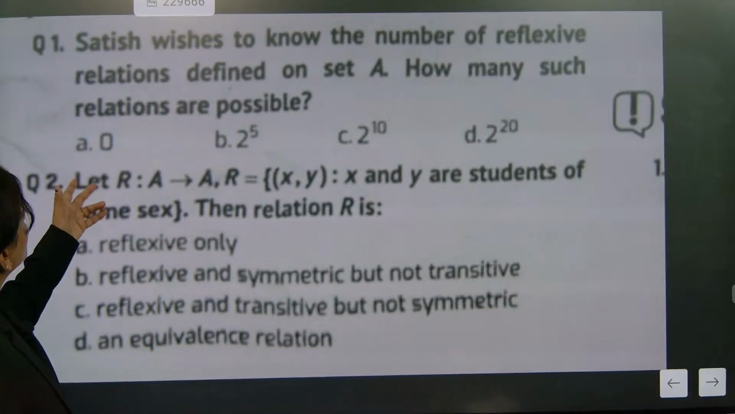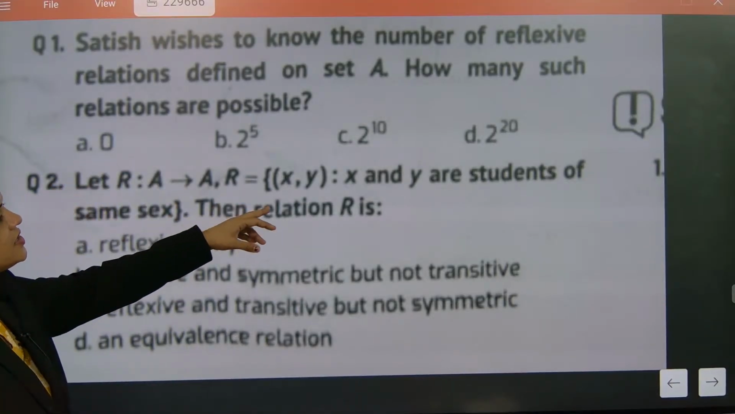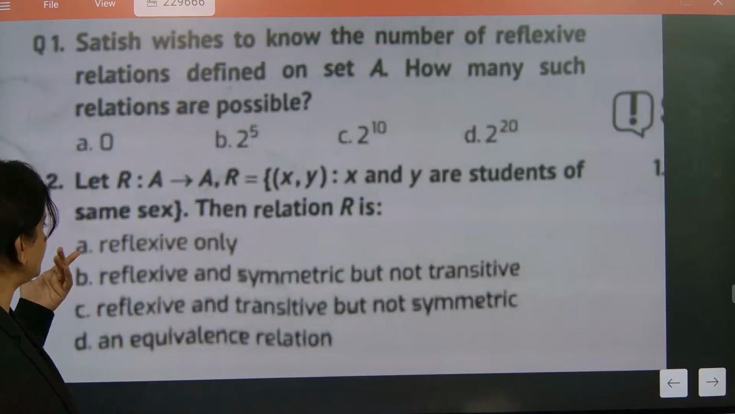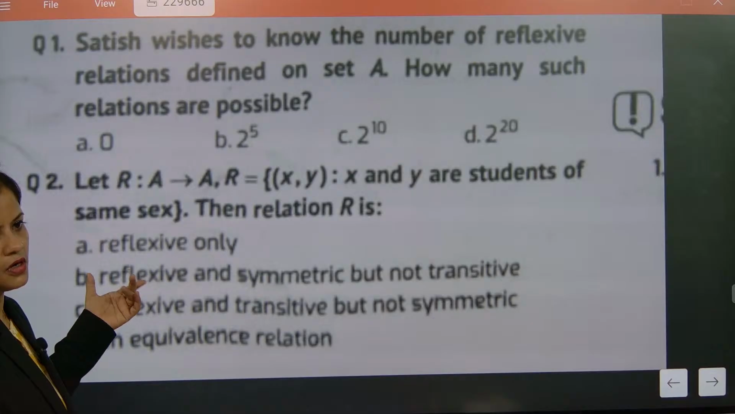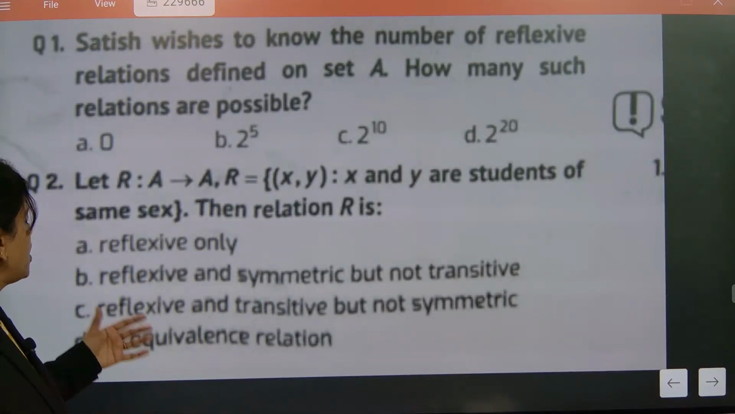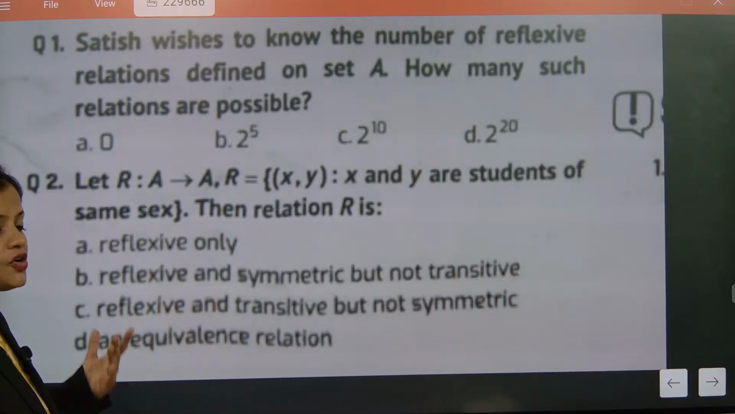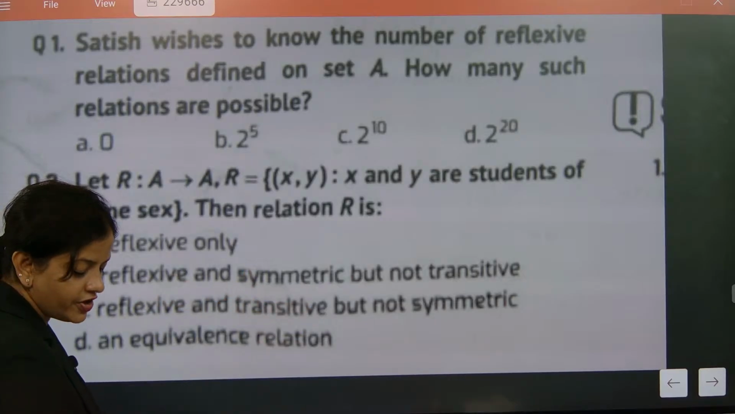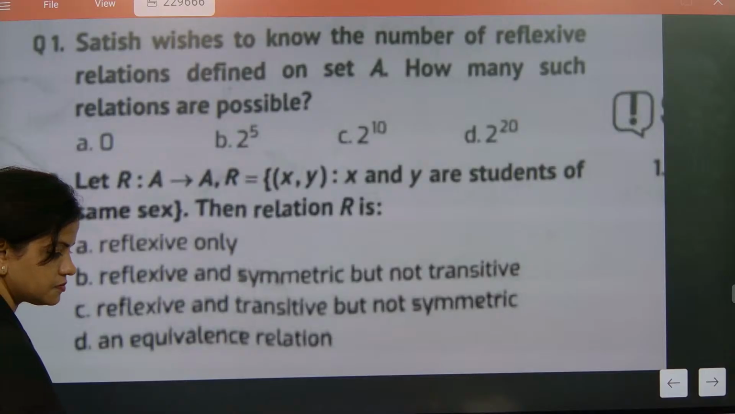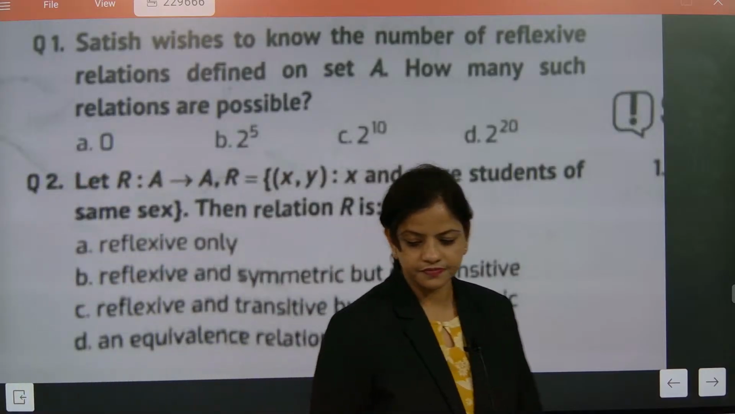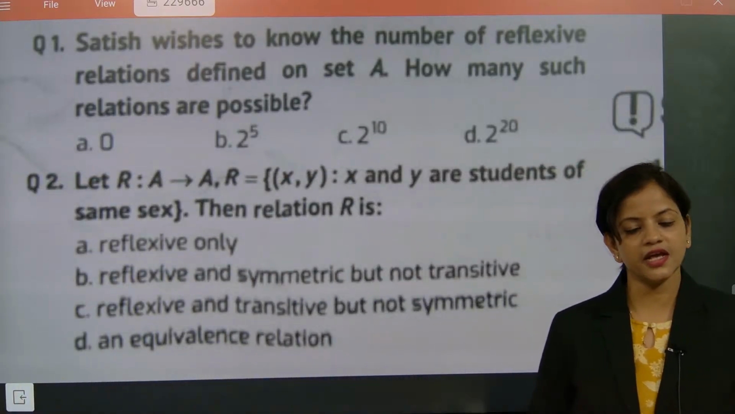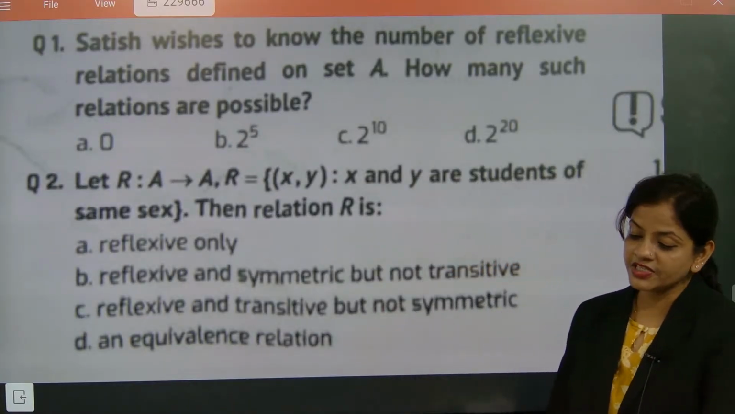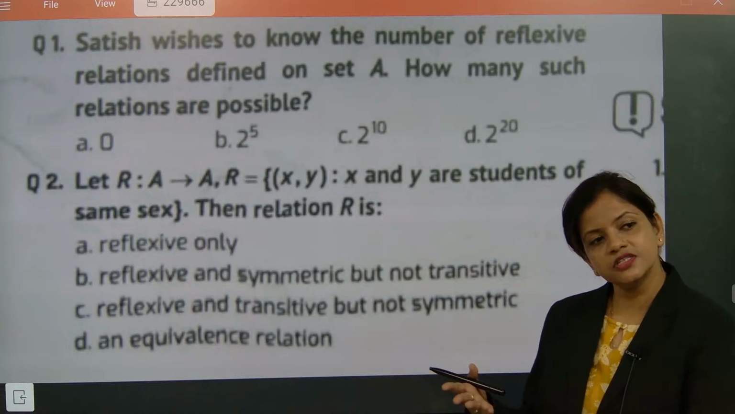Now look at it. Once you are writing this, R is X and Y are students of the same sex, then is the relation going to be reflexive only? Boys, boys, girls, girls, like that type, or reflexive and symmetric but not transitive? Reflexive and transitive but not symmetric. Check very carefully. Think very nicely and then give the answer, please. How is it going to be? Reflexive only? Can I tell you the transitive case is possible?